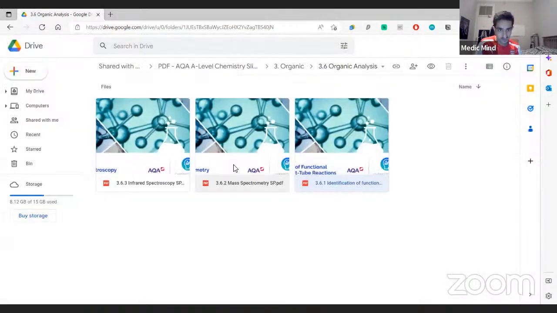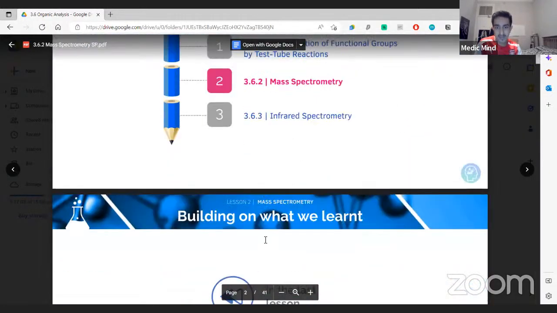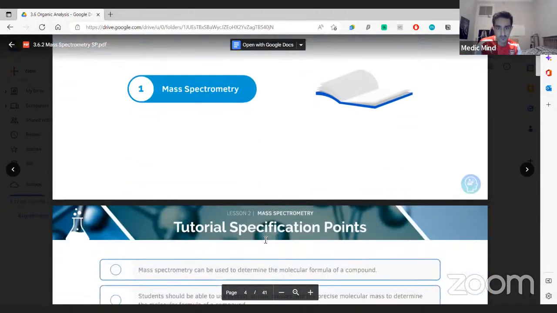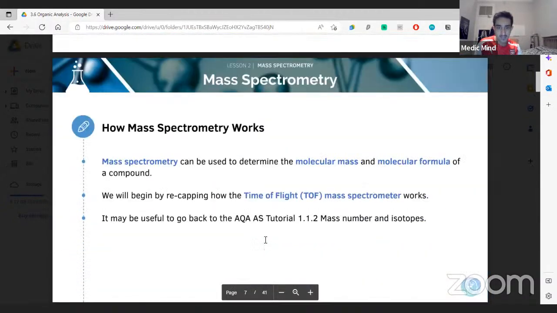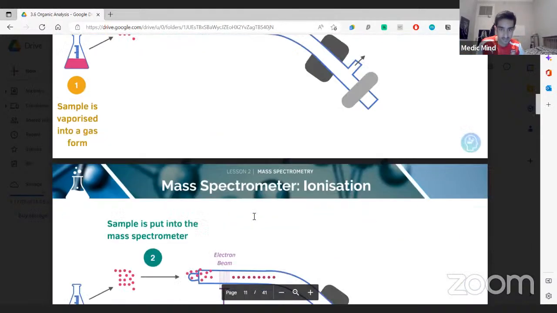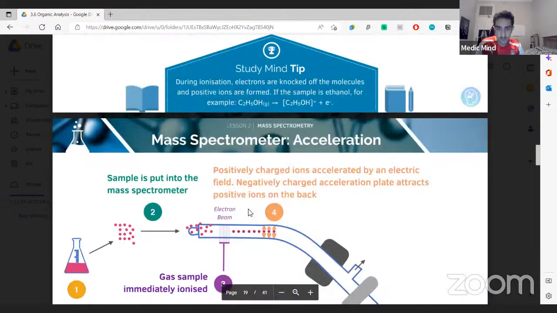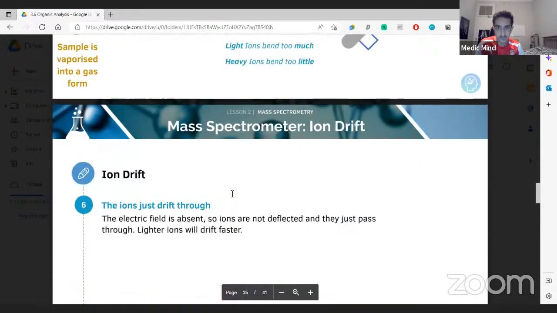Okay, cool. Mass spec and then IR spec. So we'll go through both of them. Mass spec can be used to determine the molecular mass and molecular formula of a compound. They work under the same principles as the time of flight mass spectrometer we discussed in one of our earlier lessons. So I'm going to skip most of this and just quickly recap on it. I'm not going to go through too much detail.